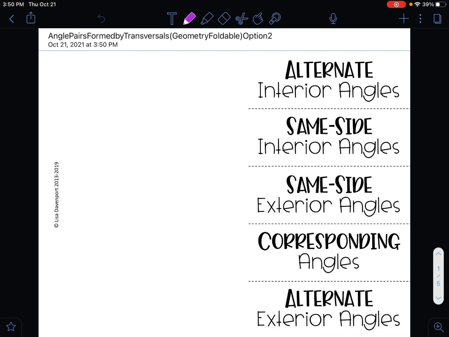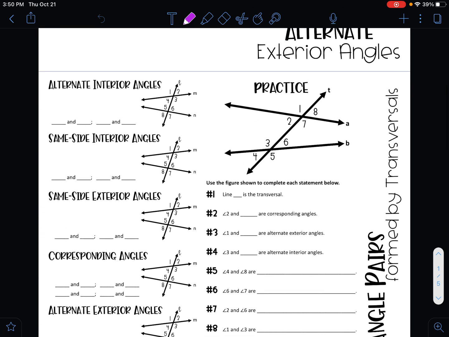Okay, we're going to start with our angles formed by transversals. So this is the first foldable that we're going to do. Okay, nothing really to put there.